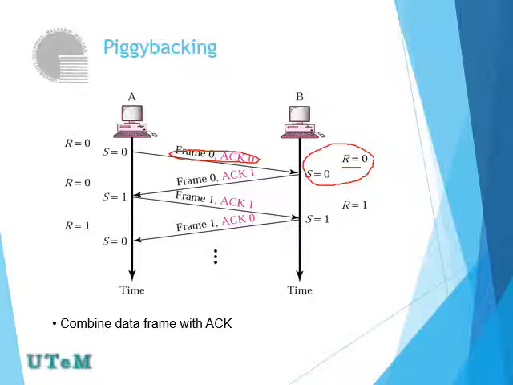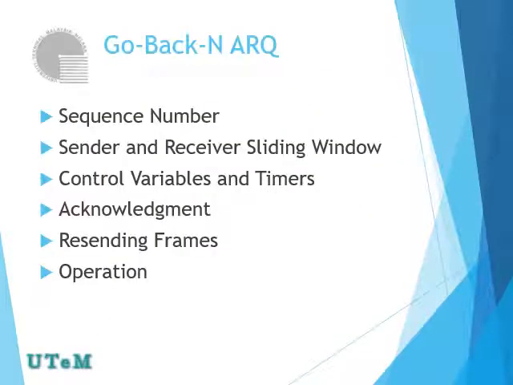So that the sender will transmit, both A and B can be sender and receiver. So both can transmit frame and both can transmit ACK frame. Okay, we are done with stop and wait ARQ, and that is the first ARQ mechanism.